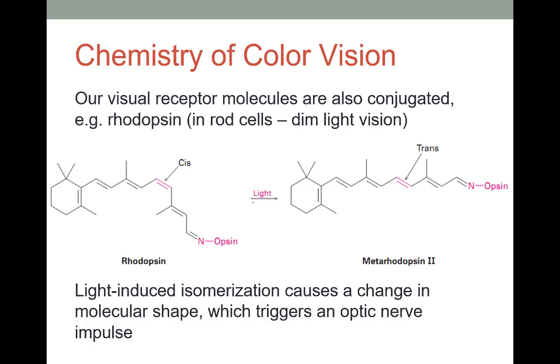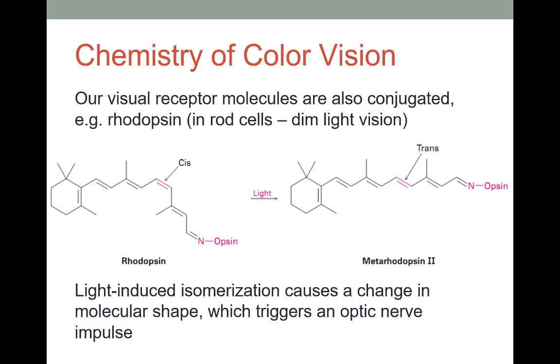When light hits it, particularly light that would be absorbed by this conjugated system, these electrons temporarily can rearrange and the molecule can spring out into a trans kind of a setup. This is a change in the molecular shape, which triggers a little impulse through the optic nerve and gives us that sensation of vision or of a stimulus from this molecule. So really interesting stuff happening in the chemistry of color vision and even dim light vision here.